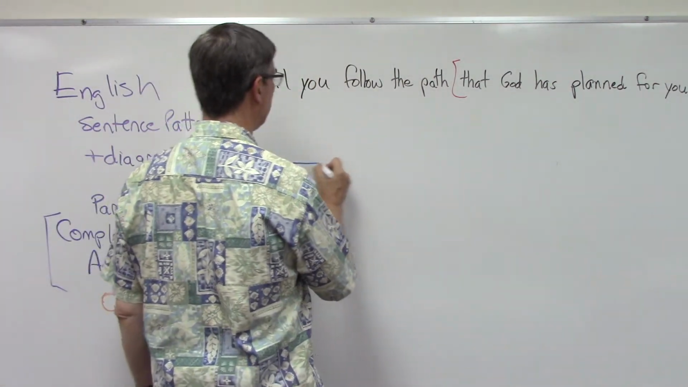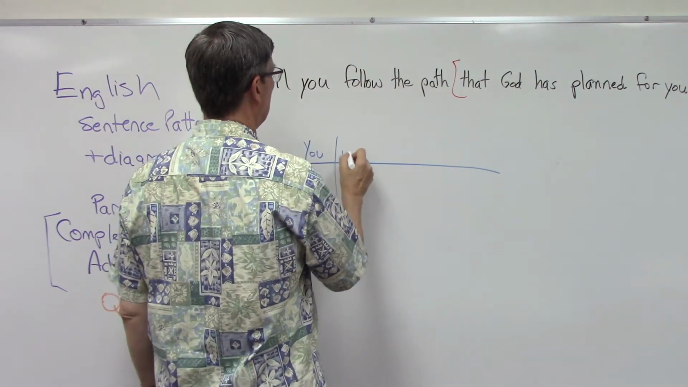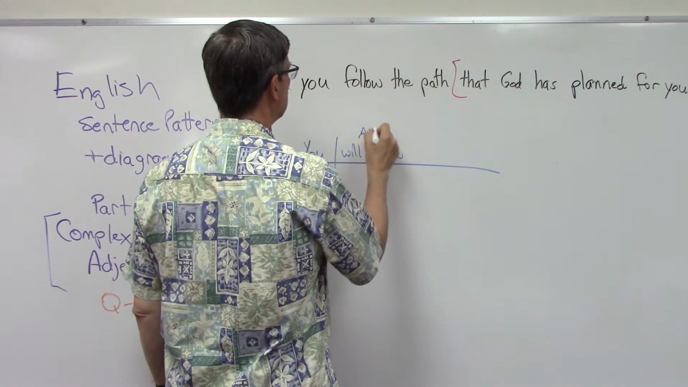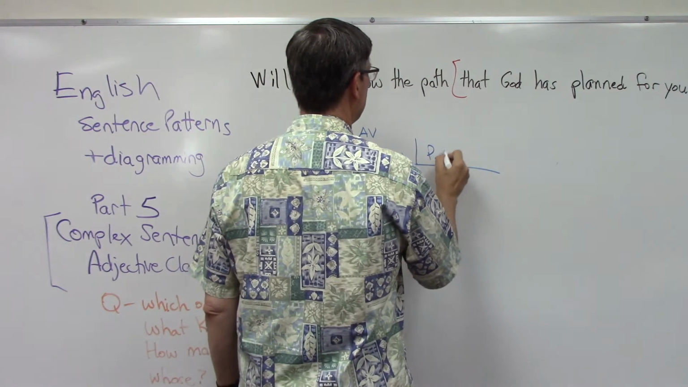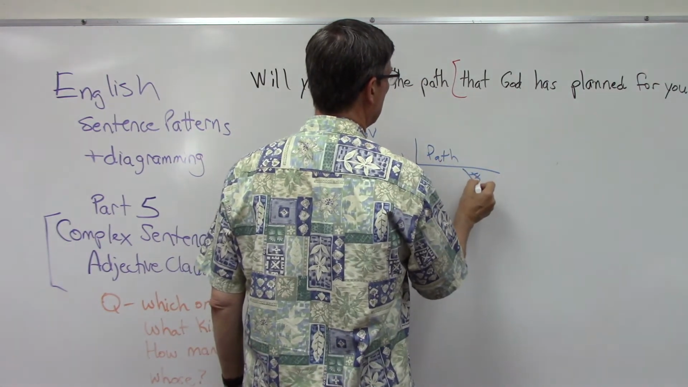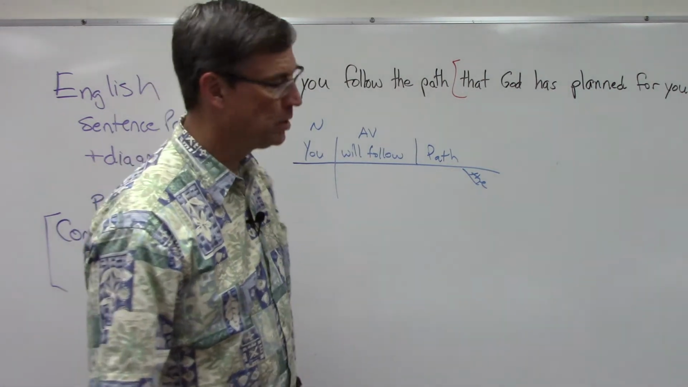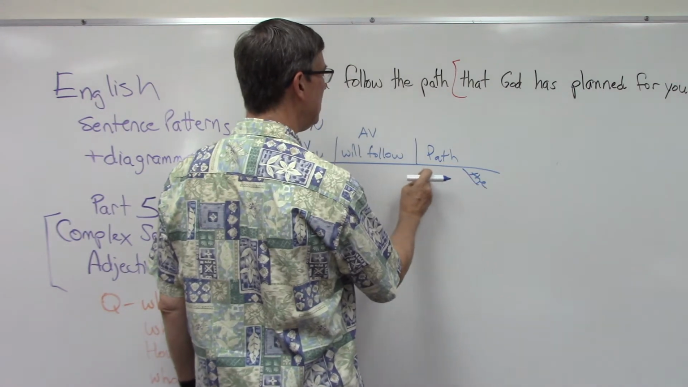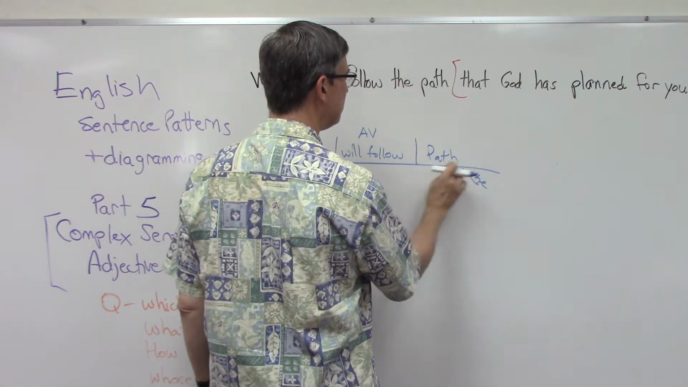You will follow. That's the action verb, subject, path. By the way, when you go to diagram, and you probably know this by now, but just in case, when we have a modifier coming off, it can be anywhere. It could be here, here, here, as long as it's coming off of this part. All right?